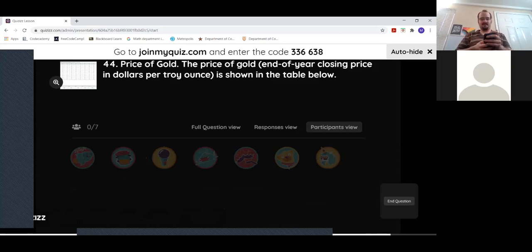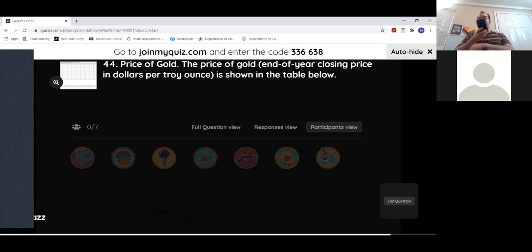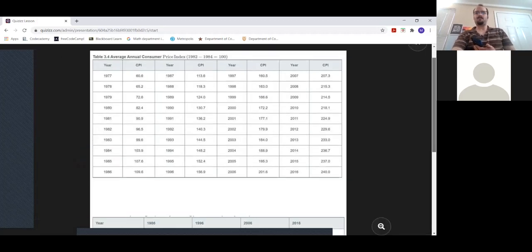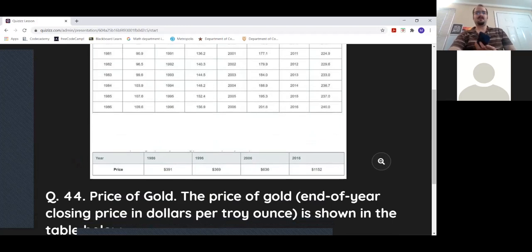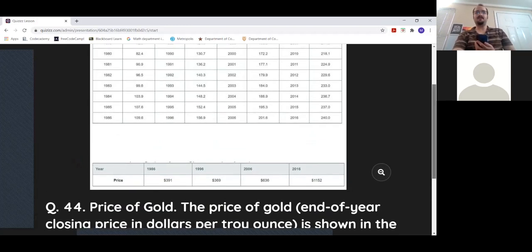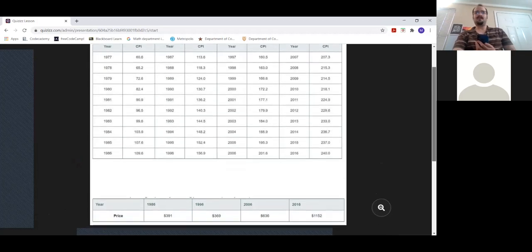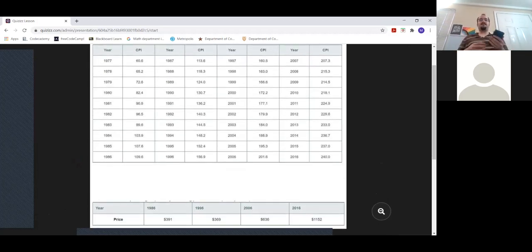Price of gold. Okay, so this one is going to take a little bit of time, I think, because this is the one where we have to fill out a table, if I recall correctly. The prices shown in the table are not adjusted for inflation. Revise the above table to express all prices in terms of 2016 dollars. So I want to take this table, which has the prices of all the gold, and revise all these prices so that they are in 2016 prices.